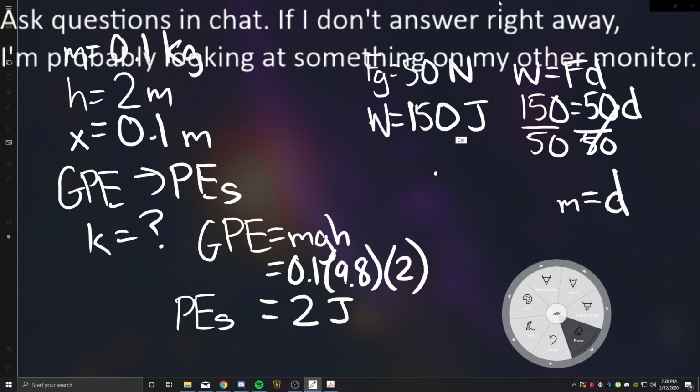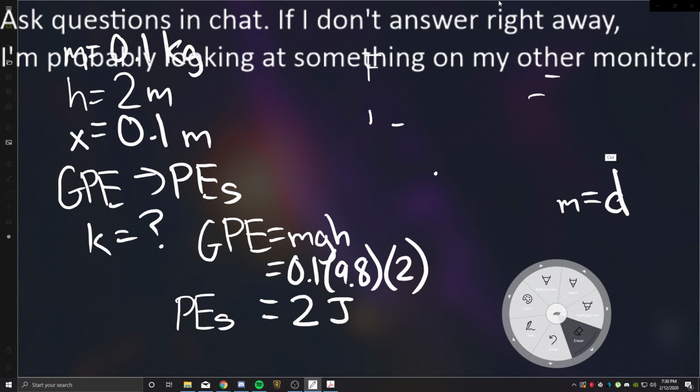And I'm going to erase this part now. This is taking up space. It's not a completely perfect eraser.